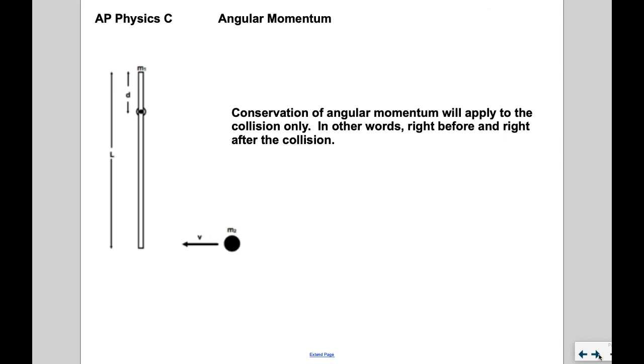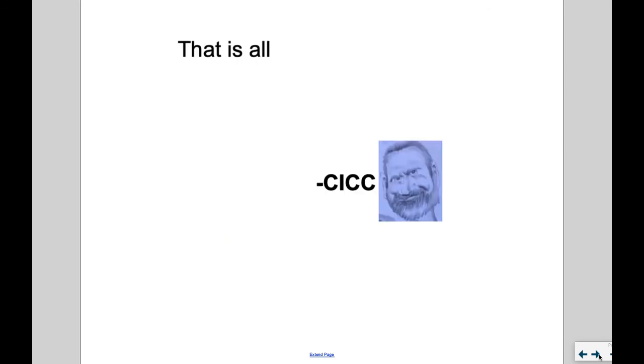Okay, so collision means momentum, but swinging vertically means conservation of energy.